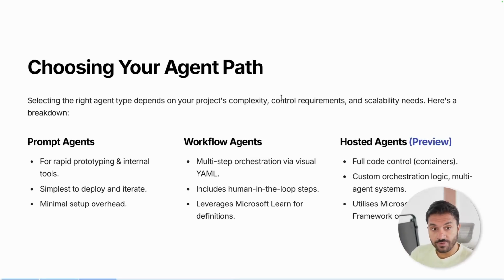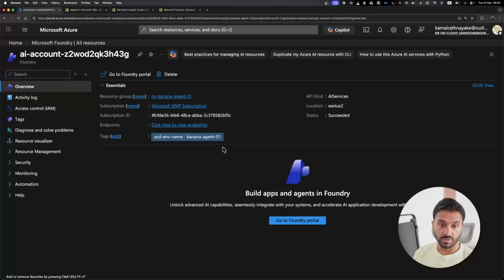In Microsoft Foundry, there are three types of agents that you can create. We have prompt agents, workflow agents, and hosted agents. Now, hosted agents are now in preview. Let me show you what I'm talking about here.